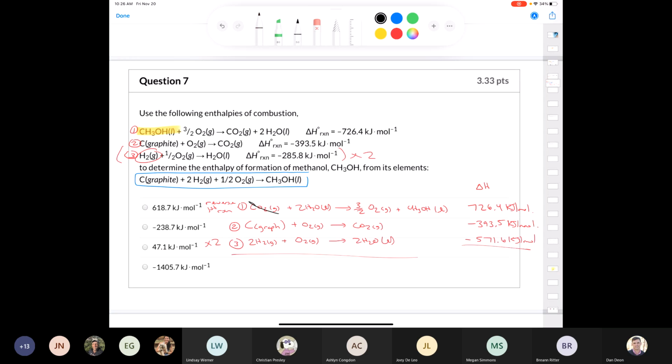Now I'm going to tally these up. Let's look at the 3 reactions. You can see that carbon dioxide cancels out, as does the 2 moles of water. Something else that's interesting is on this side, I have a total of 2 moles of oxygen. Here I have 1.5 moles of oxygen. That's going to leave me with half a mole of oxygen on this side. Now when I tally all this up, I end up with carbon, graphite, plus 2H2 gas plus a half a mole of oxygen produces CH3OH, methanol. And then I tally all these up. And when I do that, I end up with negative 238.7 kilojoules per mole as my final answer. Looks good to me.